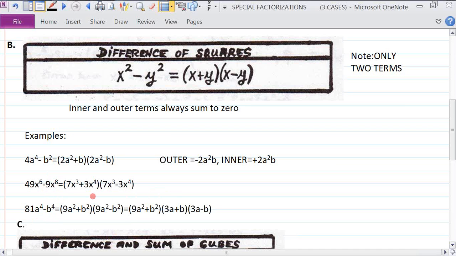Okay, the inner term is canceled by the outer term in here. In other words, plus 21x to the 7th is canceled by minus 21x to the 7th.